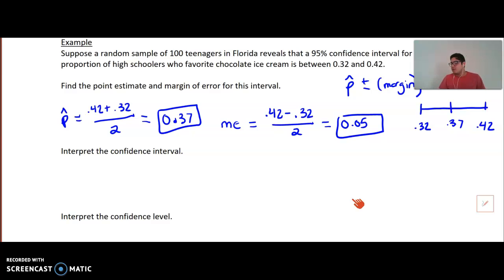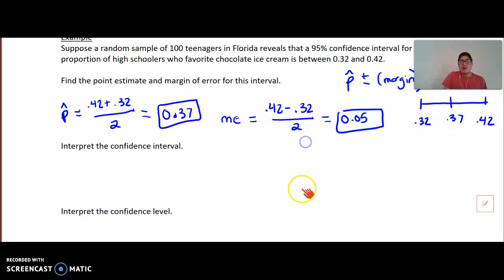So that's how we would interpret the confidence interval, and that was a whole bunch of mumbo jumbo, so I'm going to say it again. Second time's free. We are 95% confident that the interval from 0.32 and 0.42 captures the true population proportion of high schoolers who favorite chocolate ice cream in Florida. So that's our confidence interval.